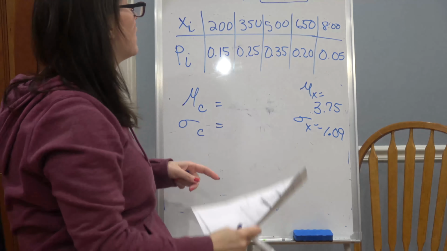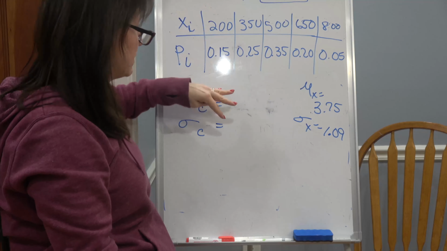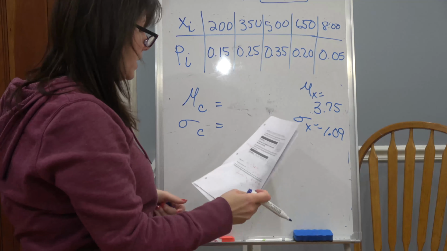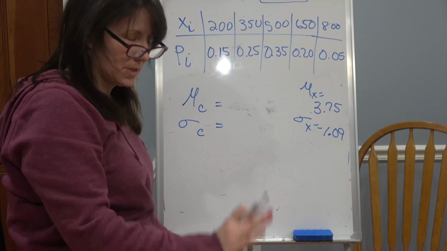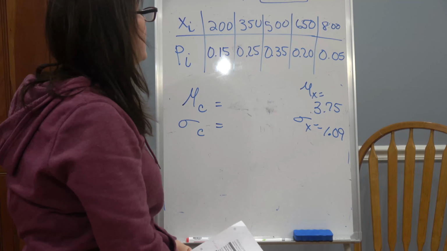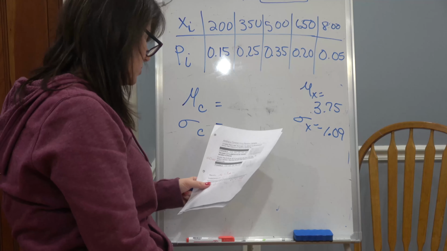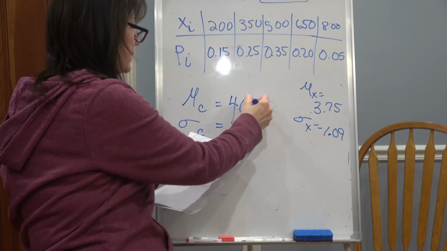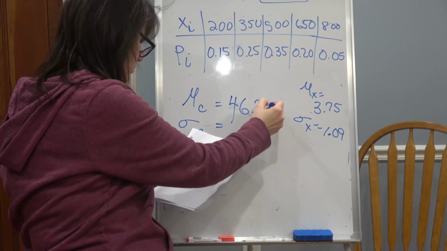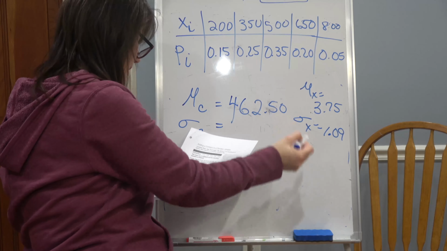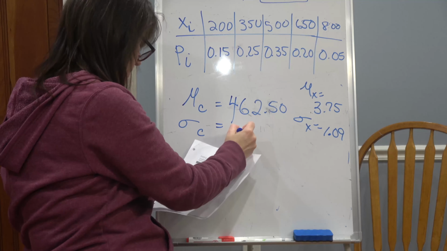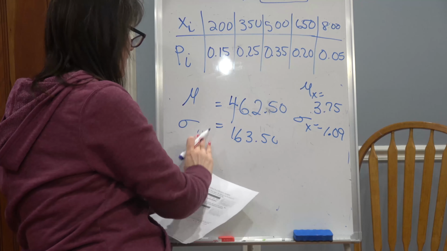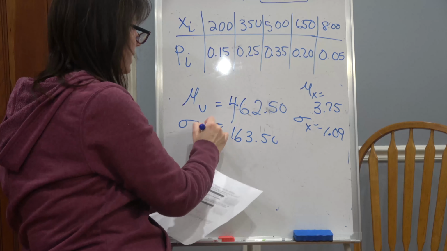Okay. So if you were to do this out again on the graphing calculator, just go into L1, change it up, put this on pause for a second, and find the new mean and standard deviation. Okay. So the mean should be 462.50. The standard deviation is 163.5. And this is now for the new random variable V.